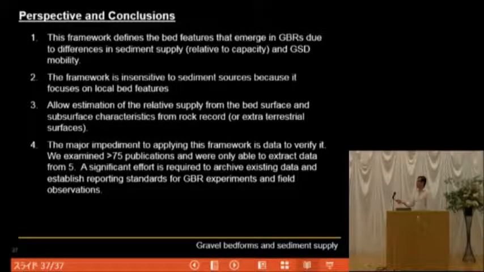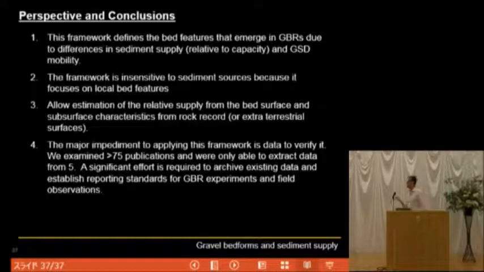The other thing is that it allows for estimation of the relative sediment supply from some metrics of the bed surface and the subsurface. So if you wanted to go to the rock record and figure out what the relative sediment supply was, you can do that. And if you happen to have thousands and thousands of wonderful pictures of gravel from Mars, you could also do the same thing. You could go and look for these structures, and if you know what the D84 of the surface and the subsurface is, that will allow you to estimate what the relative sediment supply is. Now, if you actually knew what the sediment supply was, you could actually calculate the capacity that formed various surfaces on the surface of Mars, potentially.